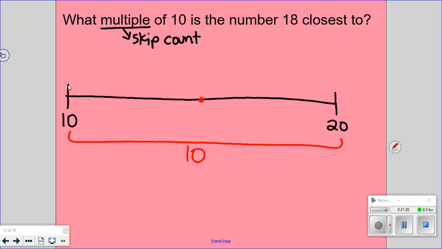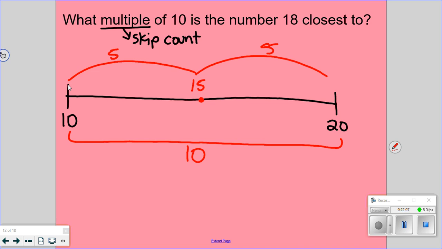Carl? 15. Yeah, 15, because Carl knows I need 5 numbers on this side and 5 numbers on that side. So he knows 15 is the middle. It is just like 0 to 10 because I still have 10 numbers. My midway point is just not 5. It's 15.